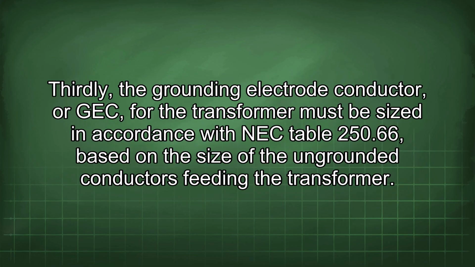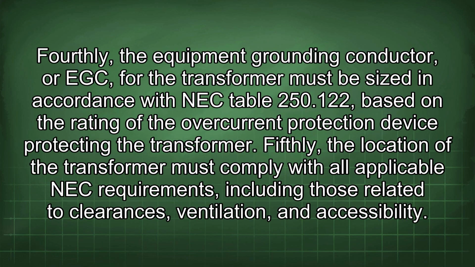Thirdly, the grounding electrode conductor, or GEC, for the transformer must be sized in accordance with NEC Table 250.66, based on the size of the grounded conductors feeding the transformer. Fourthly, the equipment grounding conductor, or EGC, for the transformer must be sized in accordance with NEC Table 250.122, based on the rating of the overcurrent protection device protecting the transformer. Fifthly, the location of the transformer must comply with all applicable NEC requirements, including those related to clearances, ventilation, and accessibility.